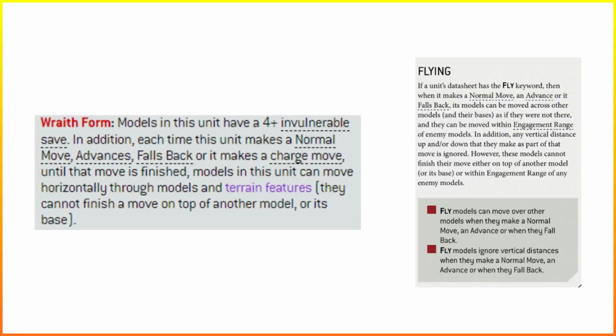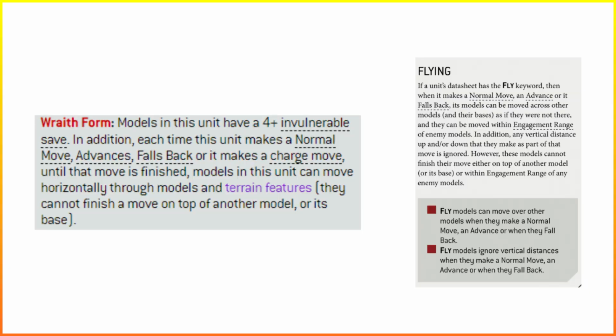So, if you weren't aware, Canoptek Wraiths have the Wraith Form ability. Now, if you skip the invuln part of the actual ability, they can make normal moves, advanced moves, fallback moves and charge moves through other models and other terrain features, as long as they don't finish their movement on top of another model, or its base of course. So that's what the Canoptek Wraiths have.